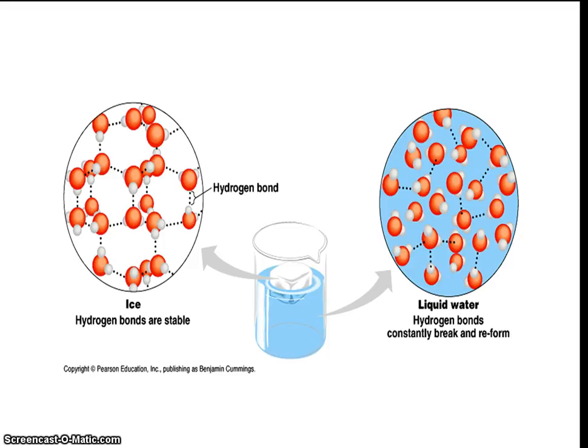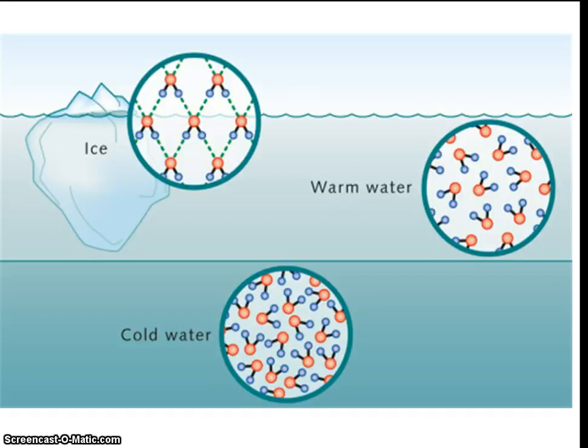And here's a quick picture that just shows how on the left-hand side, the ice, the hydrogen bonds are stable, but they're actually a little bit further apart than they are when they're liquid, and that's why it floats. Here's another diagram that shows the same thing.